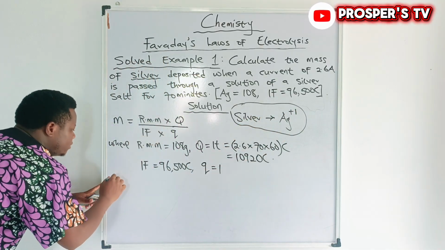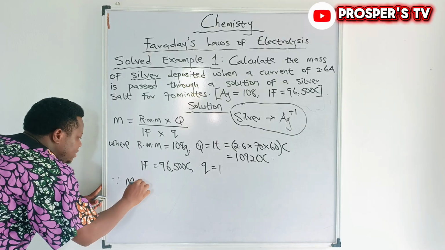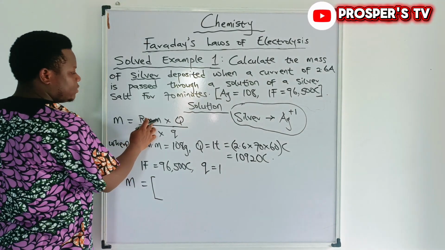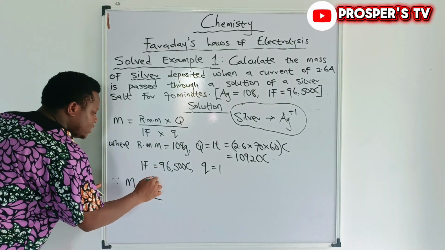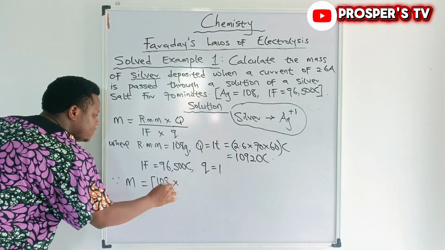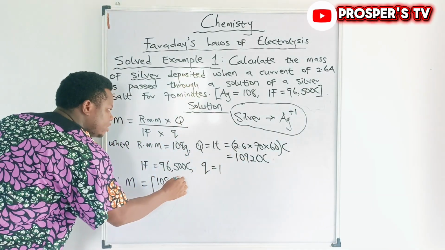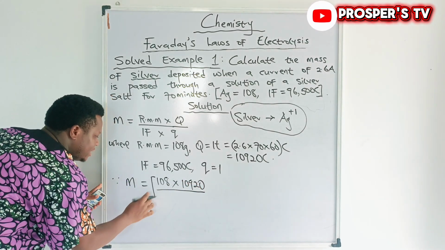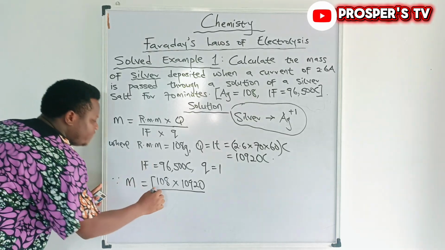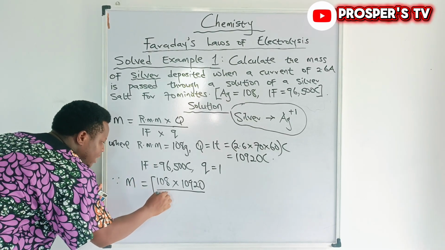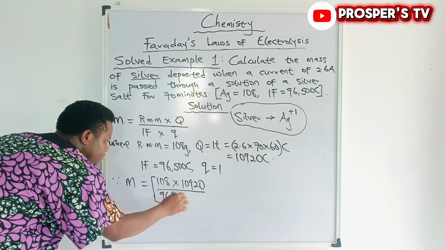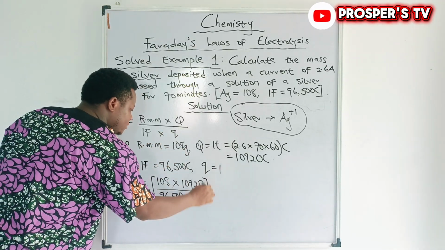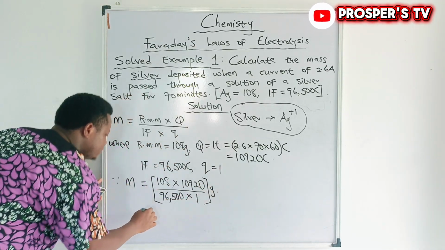So if you plug in all of these into your formula without wasting any atom of your time, you get your answer. So your relative molecular mass for silver is 108. So you say 108 times your Q you've calculated to be 10920, then divided by the value for 1 farad, which is 96,500, times the charge of silver, which is 1. So this would carry grams.